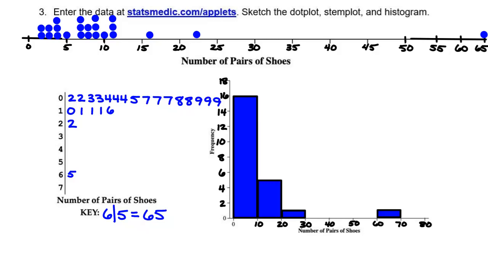One of the things I want you guys to notice about the histogram is that there's no gaps between the bars. When we're doing categorical data and we do a bar graph, there's always gaps in between the bars. When we do a histogram, there are never gaps between the bars unless there's a gap in the data. Like there's a gap between 30 and 60 here in our data because we didn't have anybody with pairs of shoes between 30 and 60. But that's the only time you would see a gap on a histogram. Bar charts are always going to have a gap in between the bars.